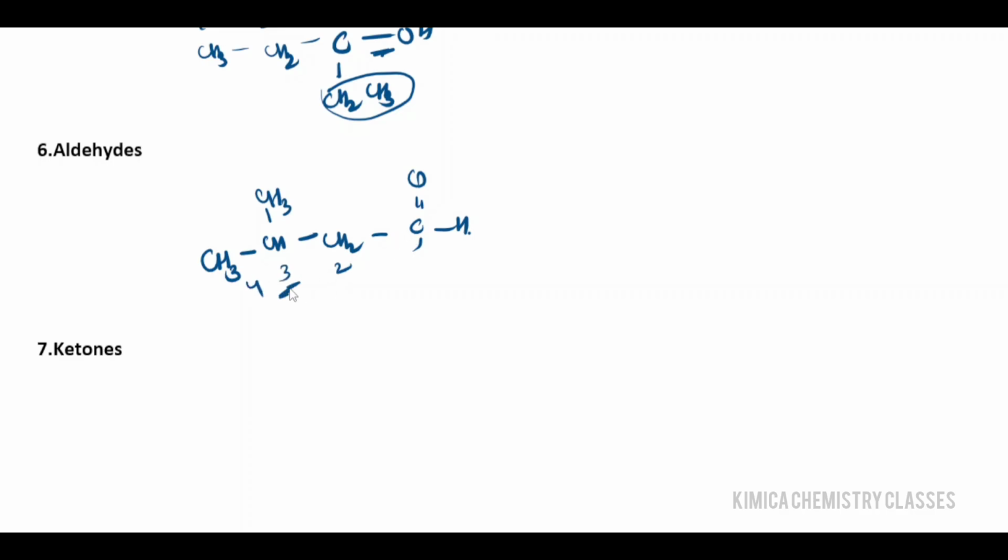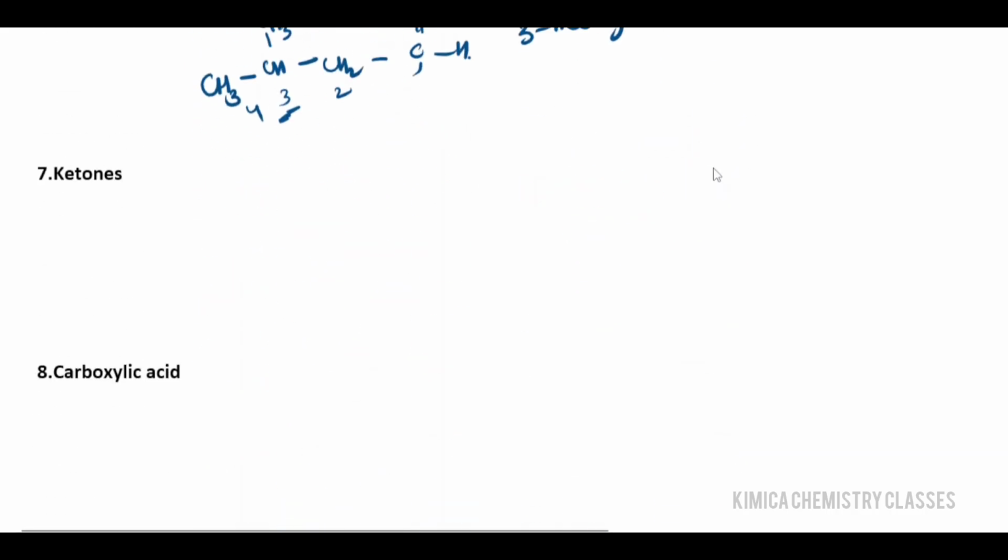3-methylbutanol. I am writing here 3-methylbutanol. In ketones, ONE replaces the E of alkane, and the numbering of carbon atoms is always done from CHO in the case of aldehyde, but not in the case of ketone.